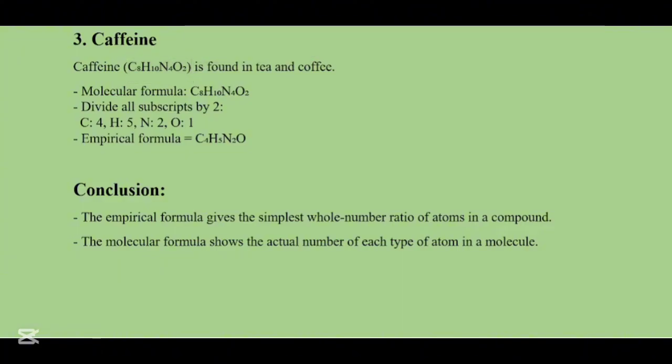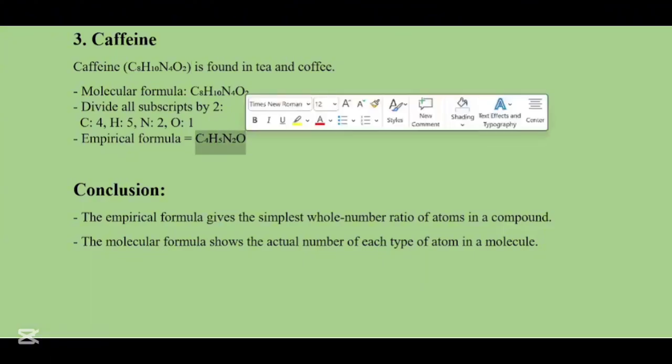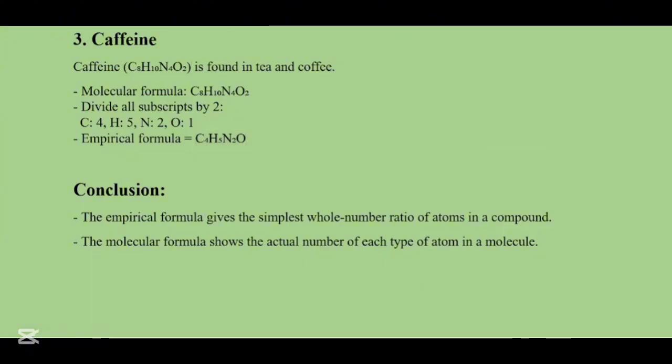Yes, it's 2. So divide all of these numbers by 2, which means 8 divided by 2 is 4, 10 divided by 2 is 5, 4 divided by 2 is 2, and 2 divided by 2 is 1. So this means that the empirical formula of caffeine will be 4 ratio 5 ratio 2 ratio 1, or C4H5N2O. So let's go to the conclusion.